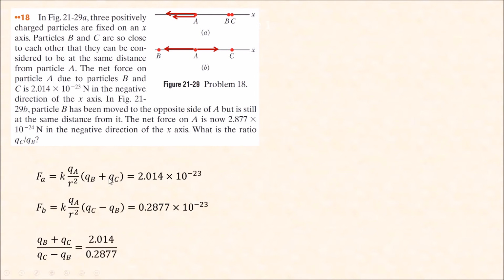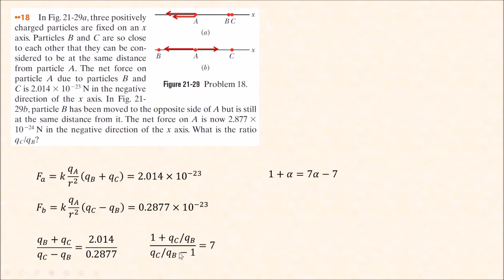So we have (QB + QC) divided by (QC − QB) equal to 2.014 divided by 0.2877. And this turns out to be about 7. Because we're looking for the ratio of QC over QB, we can divide both numerator and denominator of this fraction by QB. So what we get is (1 + QC/QB) divided by (QC/QB − 1) equal to 7. And then we can call QC over QB alpha to just make it look simpler.